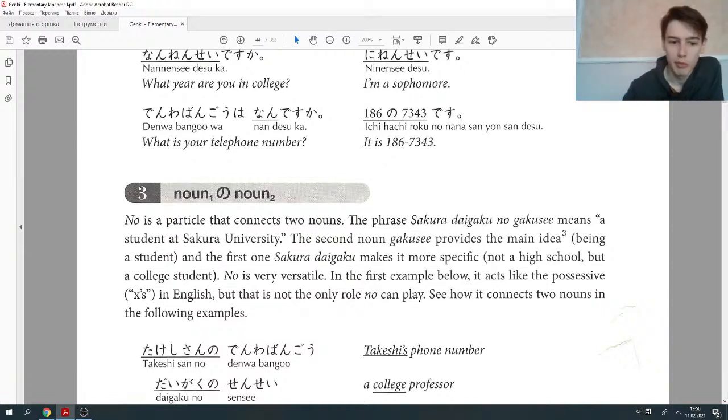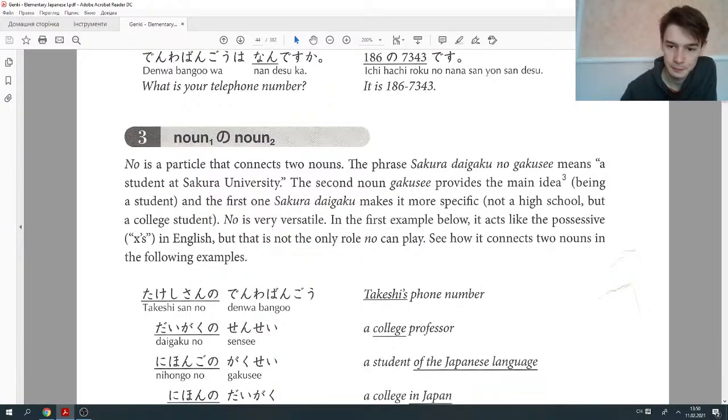Being, you can also not just use a noun, you can just use a phrase. You can say being a student. And the first, Sakura Daigaku, as you can see, two nouns makes it more specific, like not a high school but a college student. No is very versatile. In the first example below, it acts like the possessive in English, but it's not the only role no can play. See how it connects two nouns in the following examples. So it can show possessiveness, but it can also show something else. Let's have a look.